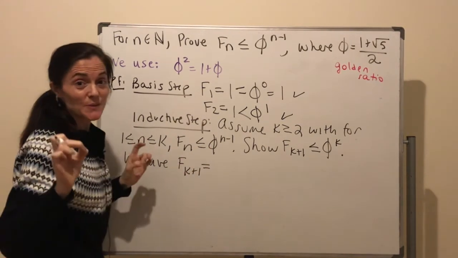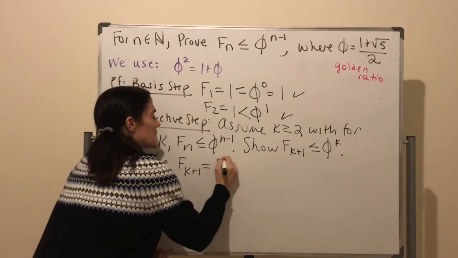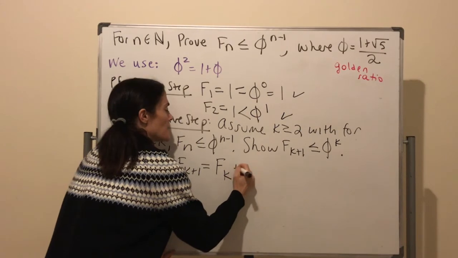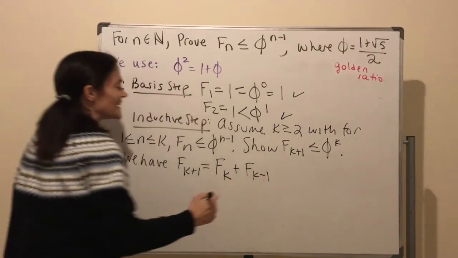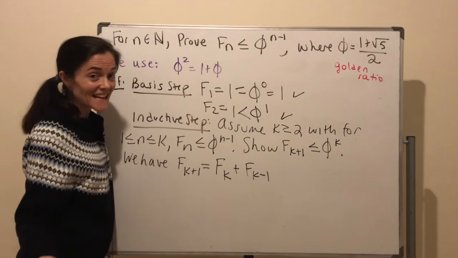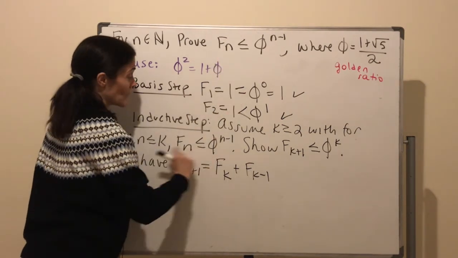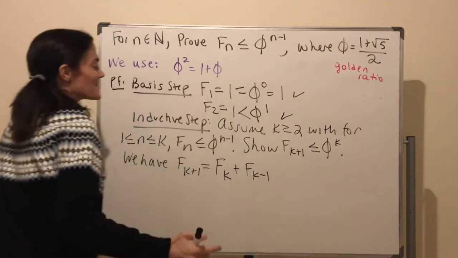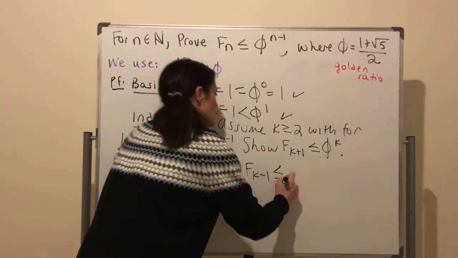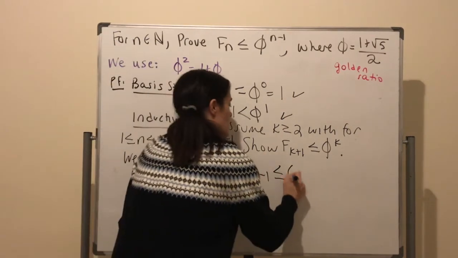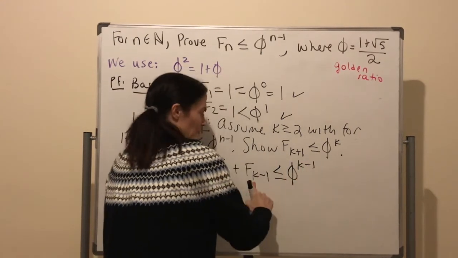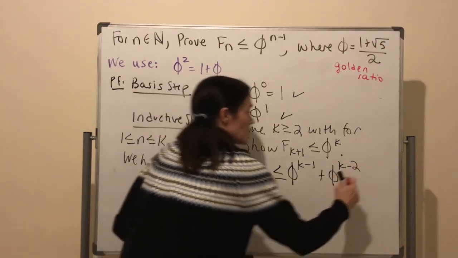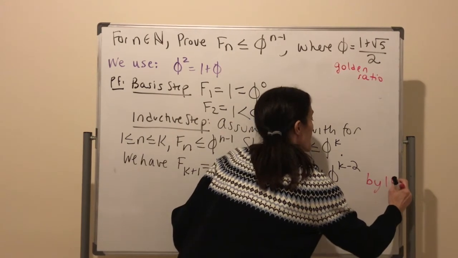Well, I will use first what it means to be a Fibonacci number, namely f_{k+1} is f_k plus f_{k-1}. And then, just like I said, I will use the inductive hypothesis for both f_k and for f_{k-1}. So this would be less than or equal to phi to the k minus 1 plus phi to the k minus 2. This is by the inductive hypothesis.